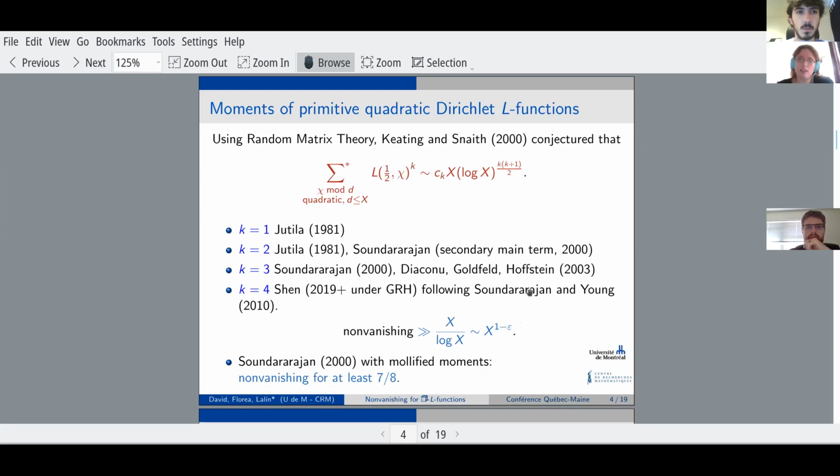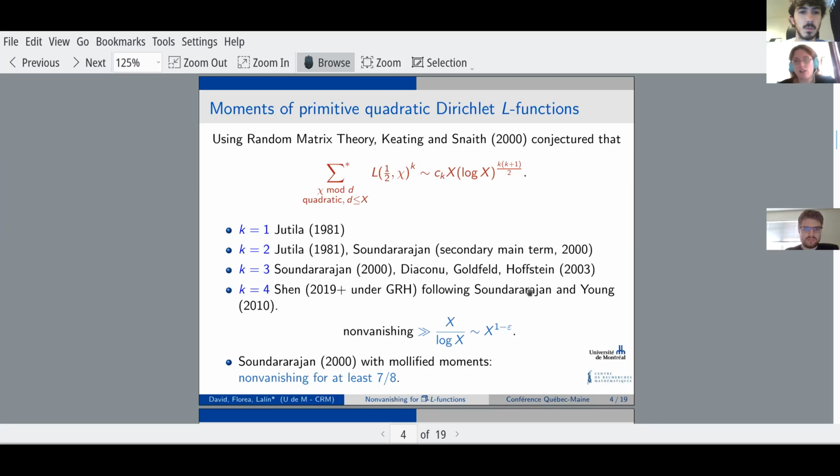Well, there is a conjecture coming from random matrix theory that the K-th moment should be given asymptotically by a constant times X times log X to the power of K(K+1)/2. And actually for the first 3 cases, this is known. And for K equals 4, this is known conditionally under GRH.